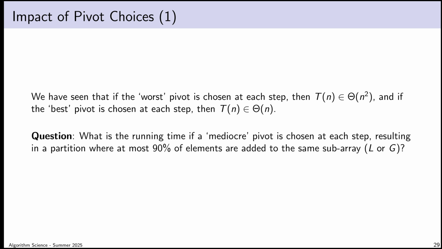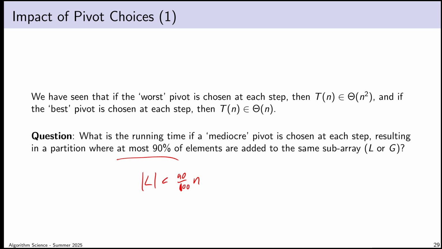Suppose I can guarantee that a lousy, mediocre pivot is always chosen, resulting in a partition where each piece contains at most 90% of the elements. So there's never going to be a case where the size of L equals n-1. At worst, the size of L will be 90 over 100 of n, because that's 90% of n. That is still a lot, way more than n over 2. But suppose I could guarantee that 90% of elements end up in each piece, at most.